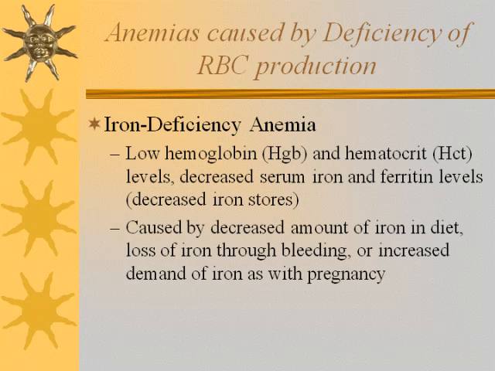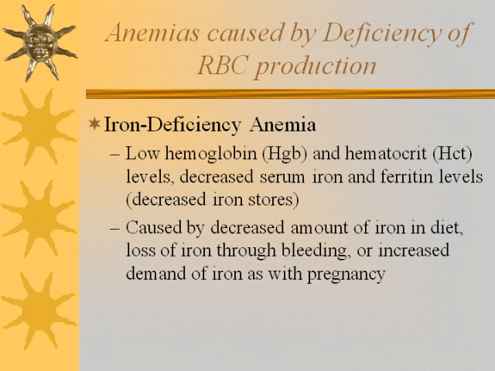So we've talked about blood loss anemia. We talked about destruction anemia or hemolytic anemia. So now let's talk about when your body just doesn't produce enough. The big number one cause is iron deficiency anemia. This is when you have a low hemoglobin and low hematocrit due to a decrease in your iron or your iron stores, the ferritin level.